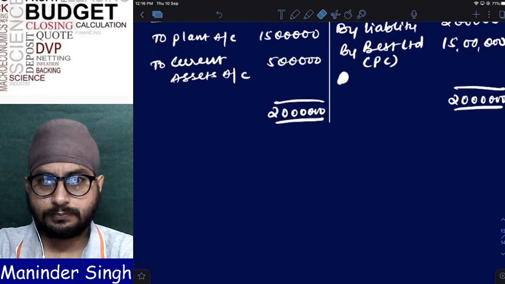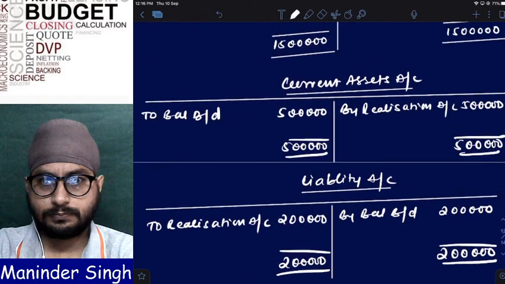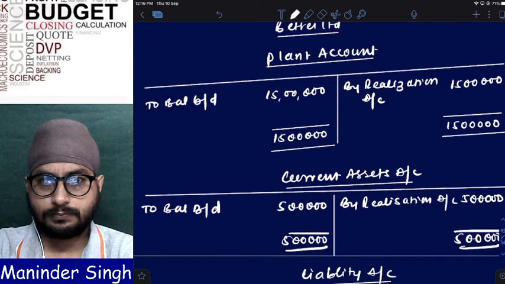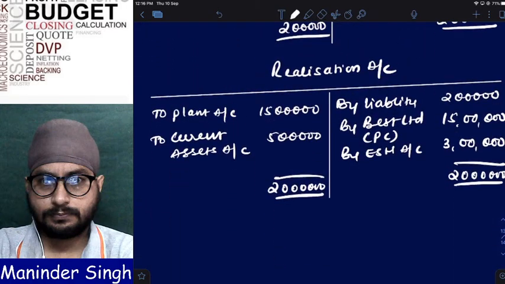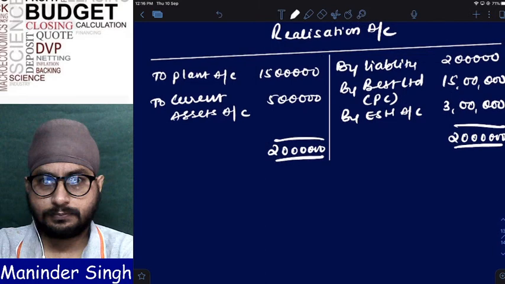Clear? By equity shareholders account, how much? 3 lakhs. This is the loss to be borne by which company? Transferor company, that is Better Limited. Clear? So we have transferred assets, we have transferred liabilities, and we also prepared the realization account.